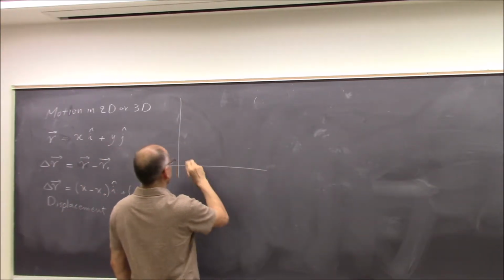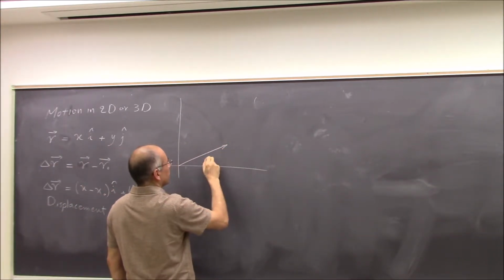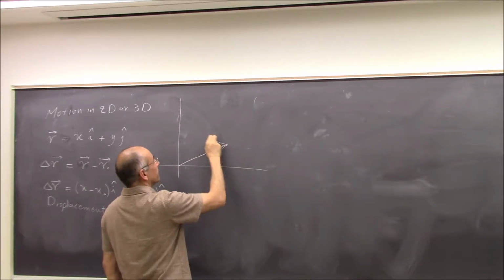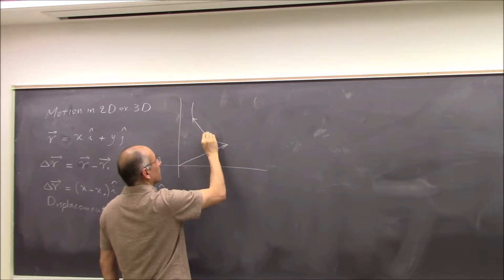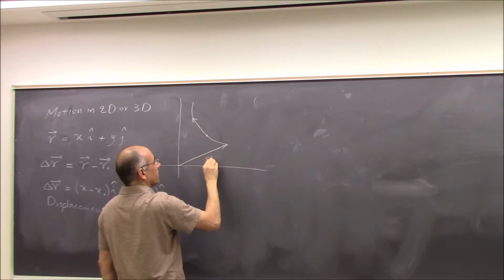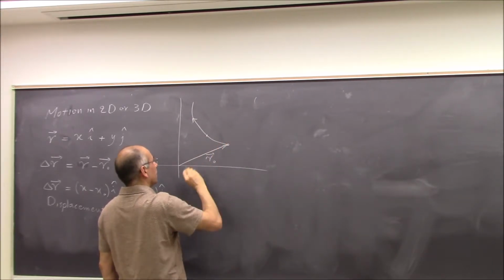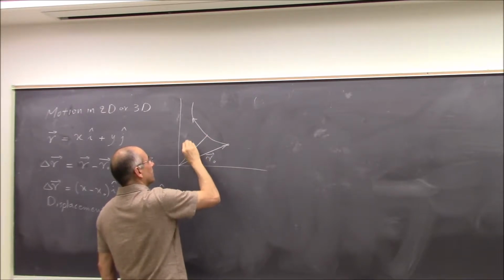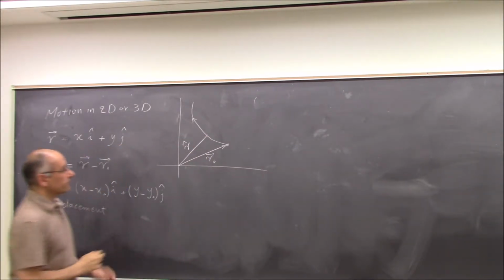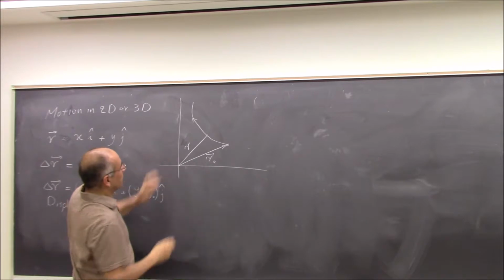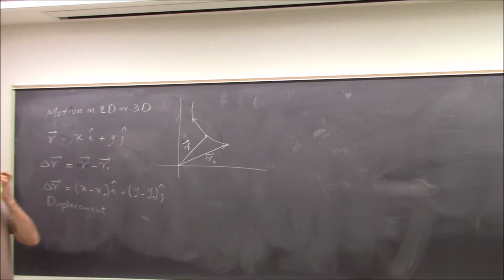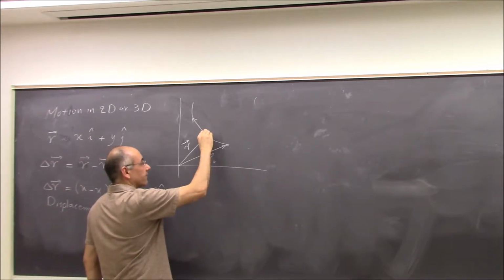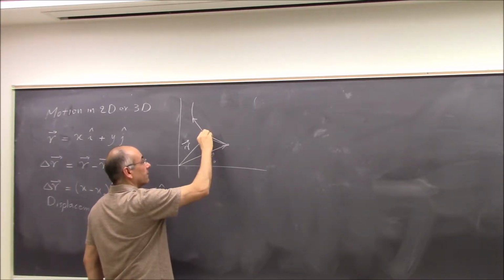Graphically, of course, let's say this is r naught, and the object is moving on a path like this. Go from r naught vector, which is right here, to r vector, which is in here, and delta r will be this vector from r naught to r.